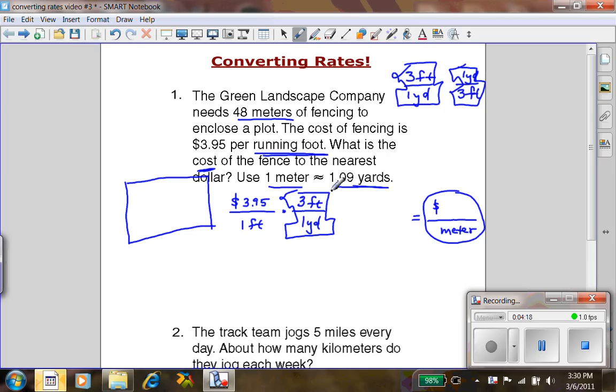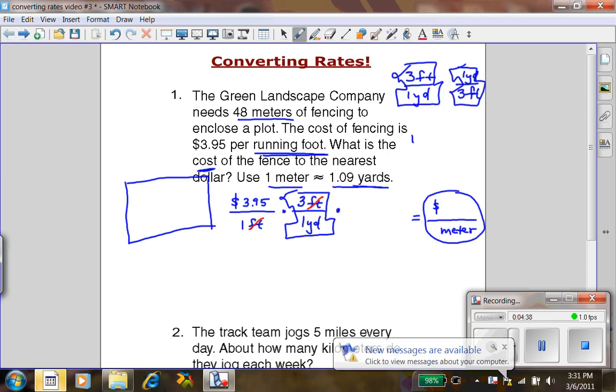Okay, now let's go ahead and cross these out. Feet and feet, gone. Now, the problem is I'm not done. I've got price per yard, but I want per meter. So now this is where I'm going to use this information they gave me.